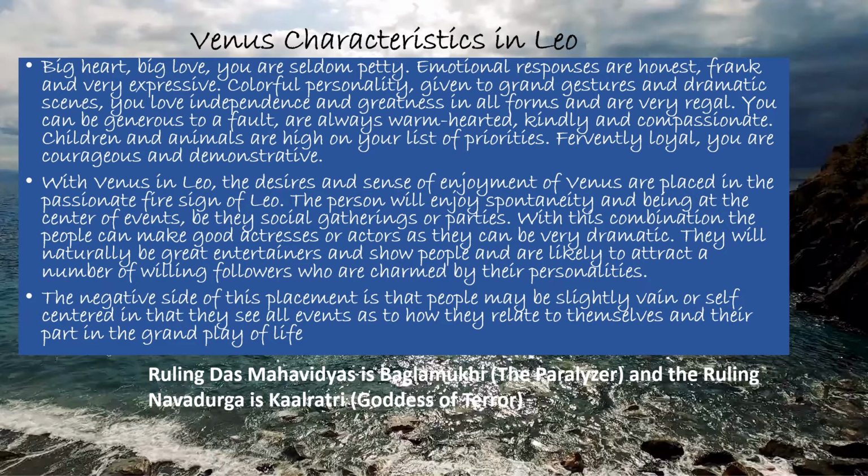This is the Venus characteristics in Leo, and we deal with Venus because Purva Phalguni is a Venus-ruled nakshatra in Leo. And Venus gives you the big heart, the big love. You are seldom petty. Your emotional responses are honest, frank, and very expressive. You have a colorful personality because Venus is there wanting pleasures, and you are given to grand gestures and dramatic scenes. But with Venus in Leo, you also have a desire and a sense of enjoyment because you are in the passionate fire sign of Leo.